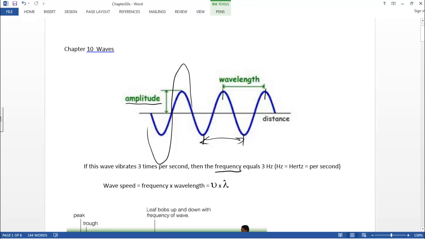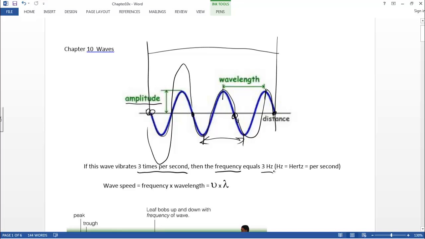So this wave here, if it takes 1 second to complete, what is this, 3 oscillations, starts here, goes down, goes back to its starting point, that's 1 complete vibration. And then we go again, that's 2, and then 3 times. That's 3 times per second, and the units of per second is called hertz. So the frequency here is 3 hertz.